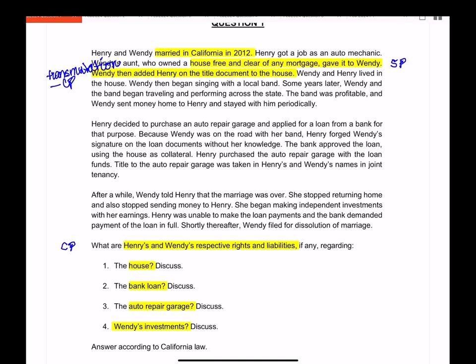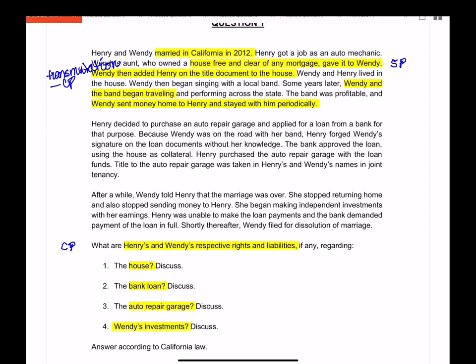Wendy and Henry lived in the house. Wendy then began singing with a local band. Some years later, Wendy and the band began traveling and performing across the state. The band was profitable, and Wendy sent money home to Henry and stayed with him periodically. Okay, why are they giving me those facts? I know on a California essay, all the facts go to issues. And what this reminds me of is the requirements for a permanent legal separation.